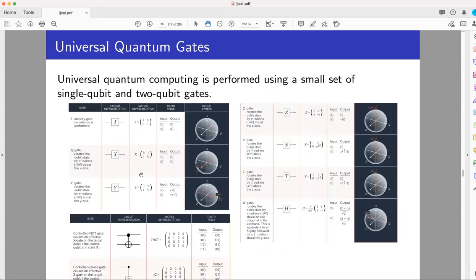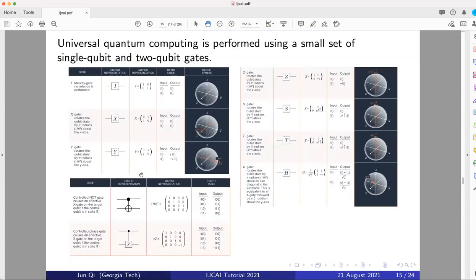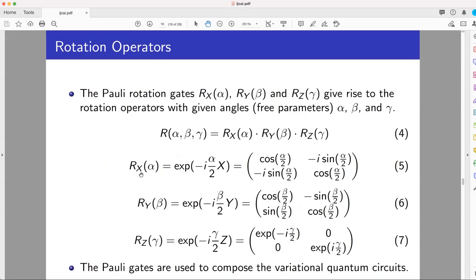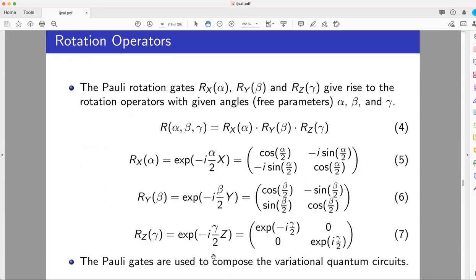Basically, we have deterministic gates among the universal quantum gates. Also, we have parametric gates, which correspond to universal rotation quantum gates. We can always use such rotation quantum gates as the operator to change the state of a qubit from one state to another state. Also, we can use such rotation quantum gates to compose variational quantum circuits.